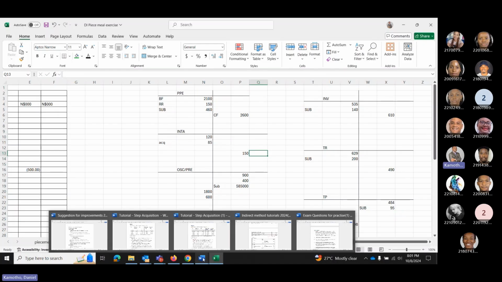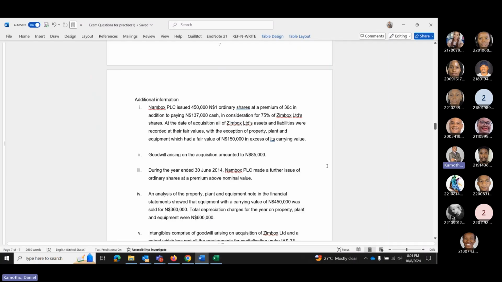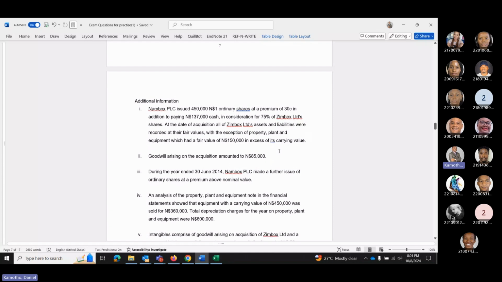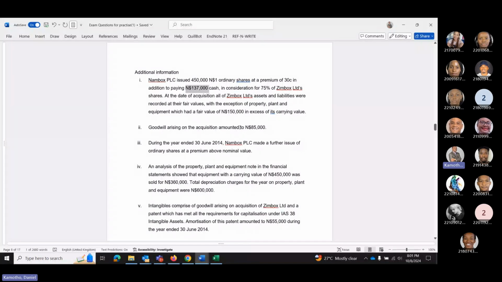Then we read note 2. That's note 1. We have dealt with it. We have dealt with the goodwill. We have dealt with the cash. This cash was paid as a consideration, but they also received some cash. We haven't dealt with cash and cash equivalent. So we'll deal with 137 that was paid out, which will be under investment. And the other one was already dealt with.